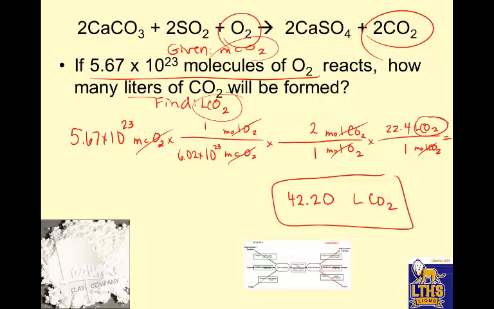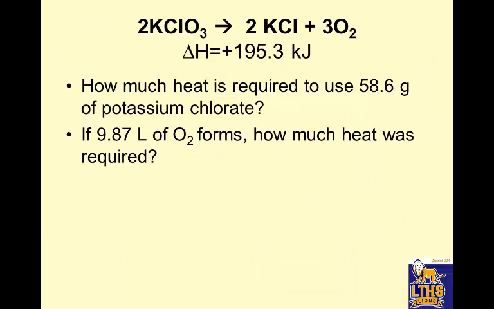Okay. Let's try another one. Oh, look, there's a little road map that could help us. This one involves the heat coefficient that we were talking about. How much heat? Find kilojoules, because that's what heat's measured in. How much heat is required to use 58.6 grams of potassium chlorate? So this is given, grams of KClO3, find kilojoules.